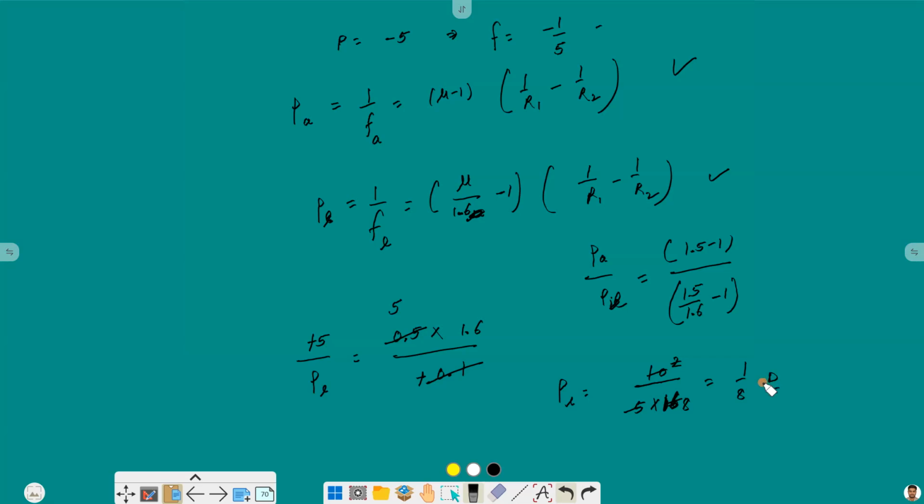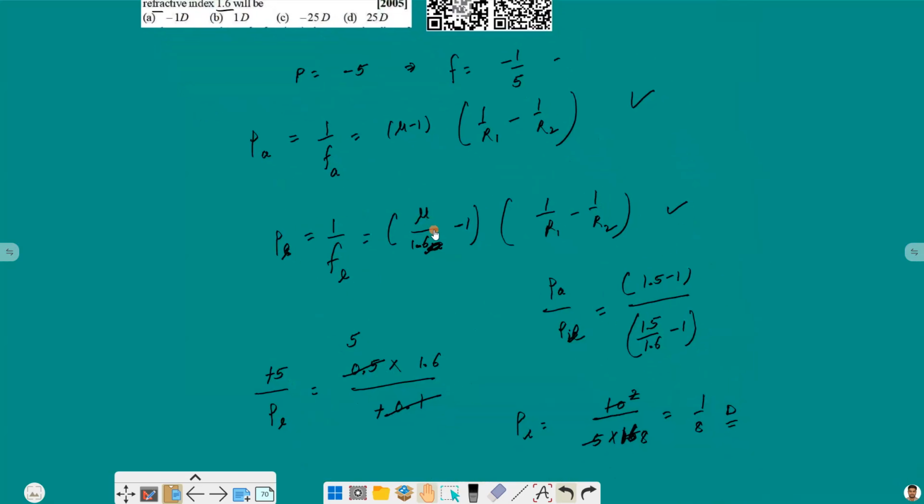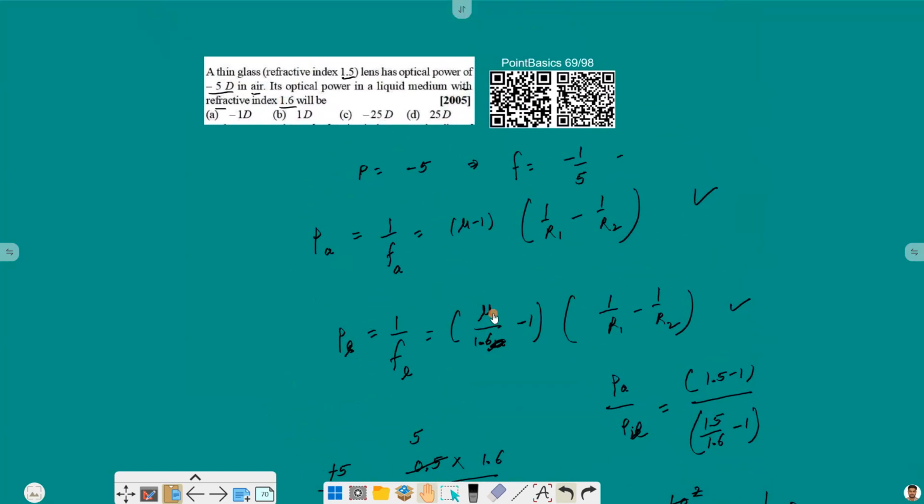And if we check whether something is mismatched here, this is 0.5, 1.6, okay, so everything matches. So none of these options are right here. We can say we have a problem with the given options.